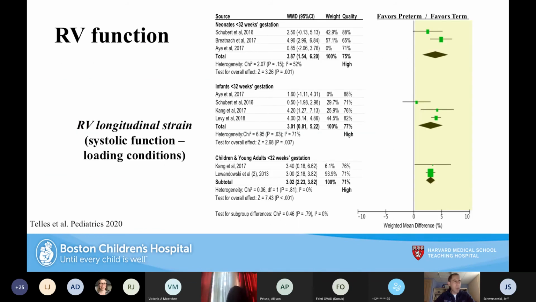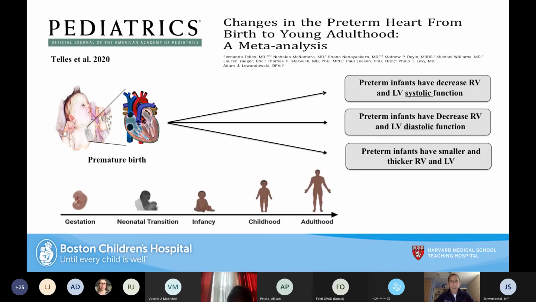And what we found, this is just one example, this is a forest plot. We found that along the way, all of the measures favored those in the term infants. So what we found was that preterm infants have decreased RV and LV systolic function, decreased RV and LV diastolic function, and smaller and thicker right and left ventricles all the way from infancy through adulthood, with some exceptions along the way. But for the most part, we have definitely shown that there is a unique link between the preterm myocardium, the cardiac window of development over the first year of age, and what occurs in childhood and early adulthood.